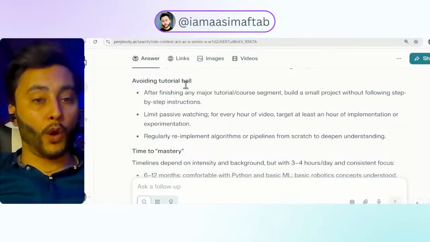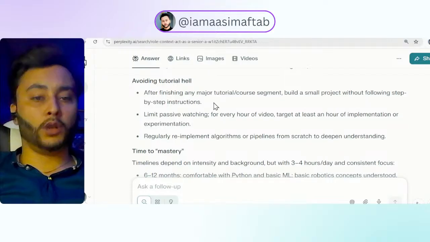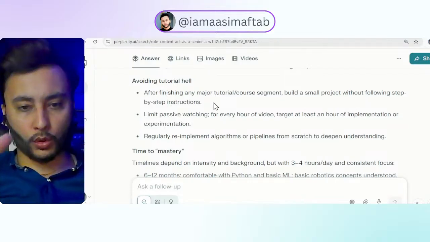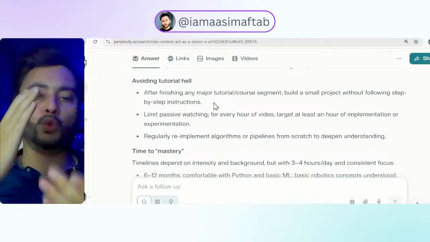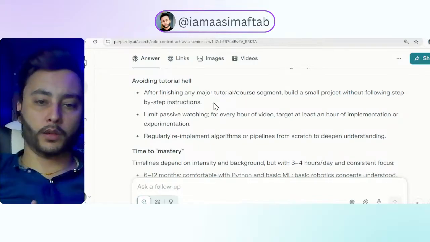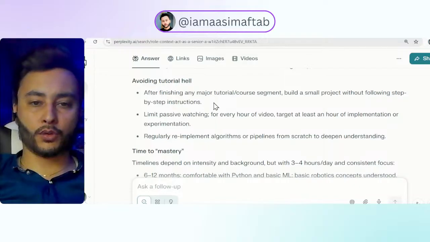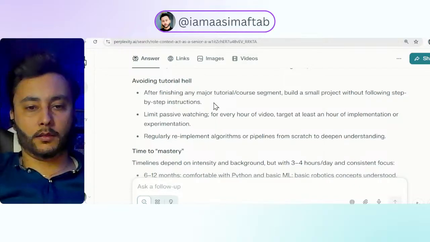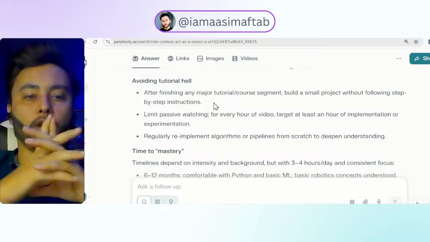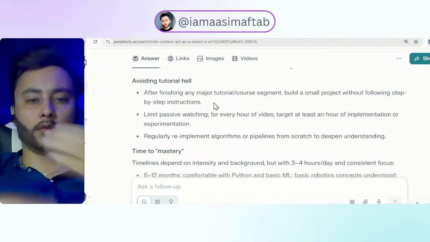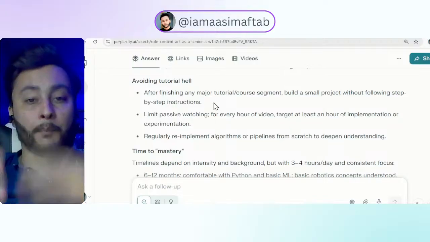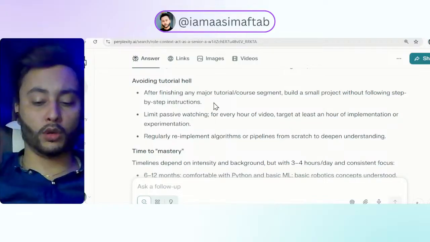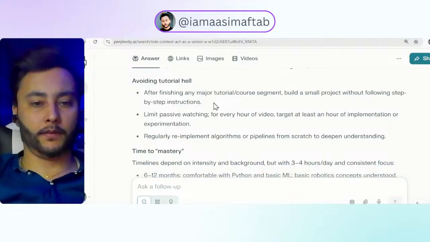This is the technique for avoiding tutorial hell. Let me explain what tutorial hell is. When you start to learn something, you tend to watch tutorial after tutorial, tutorial after tutorial. You don't implement. This is the tutorial hell. You watch things again and again, learning different topics, but not practicing and not implementing it in practical life.